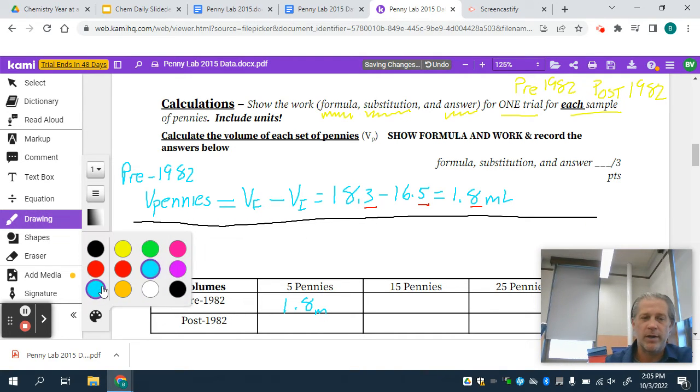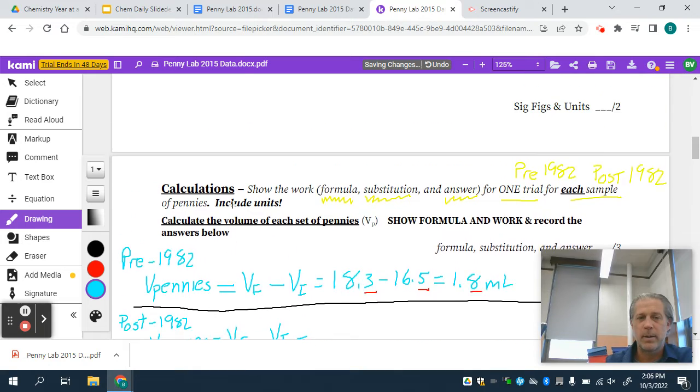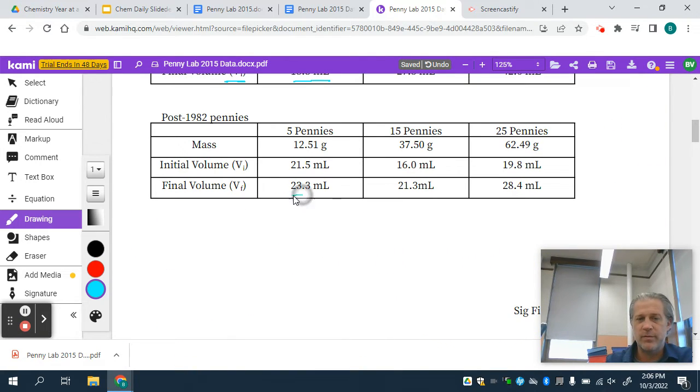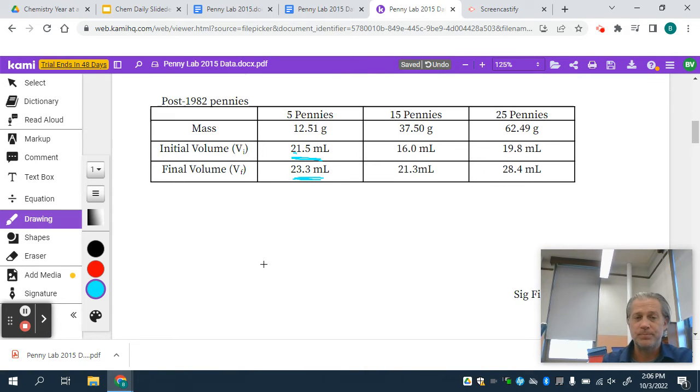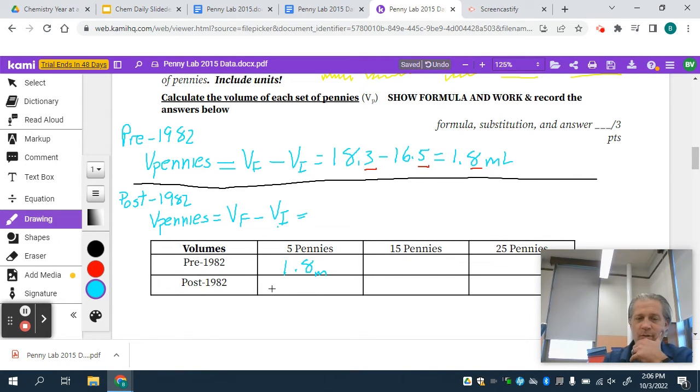And then the next thing that I'm going to do is I'm going to show the work for post 1982 pennies. So post 1982 pennies is going to be the same formula, V pennies equals VF minus VI. And I'm going to go up here and grab this information and this information and then complete my formula. So at this point, I would be able to fill in this box here.